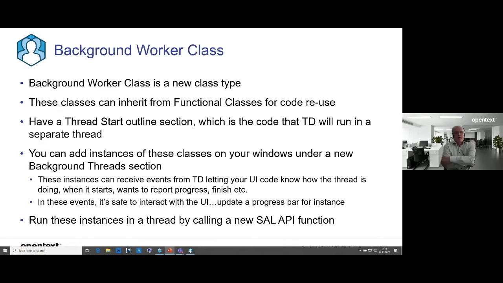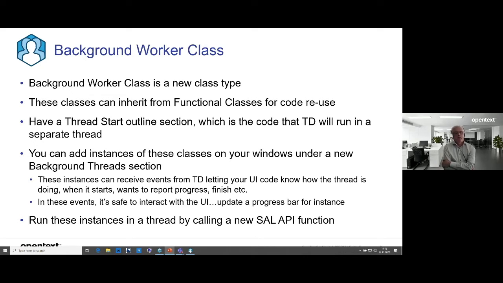So what we have implemented is a background worker class. It's a new class type, and this class can inherit from functional classes for code reuse. So if you have, for example, a functional class dealing with emails or a REST web service, then you can inherit this background worker class from the functional class. At this point, the background worker class learns how to work with a REST web service.